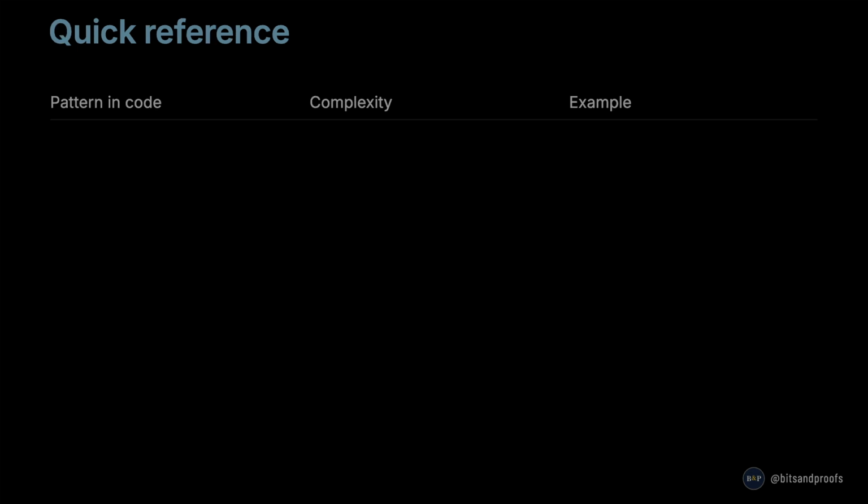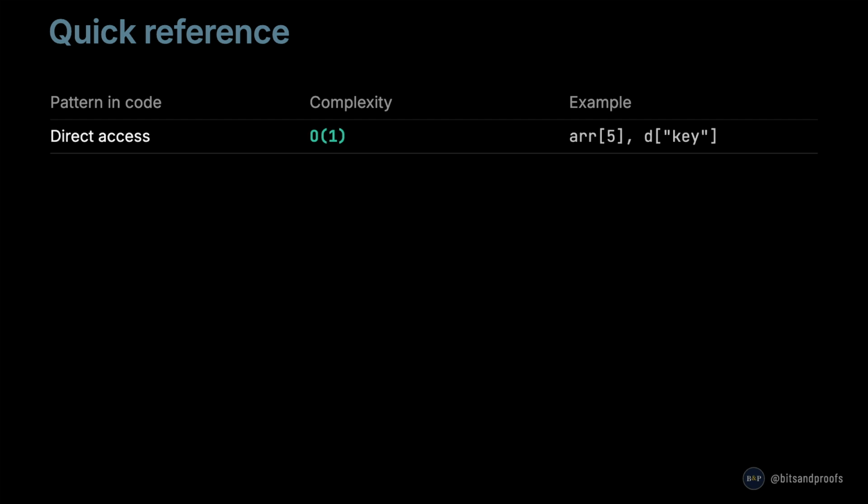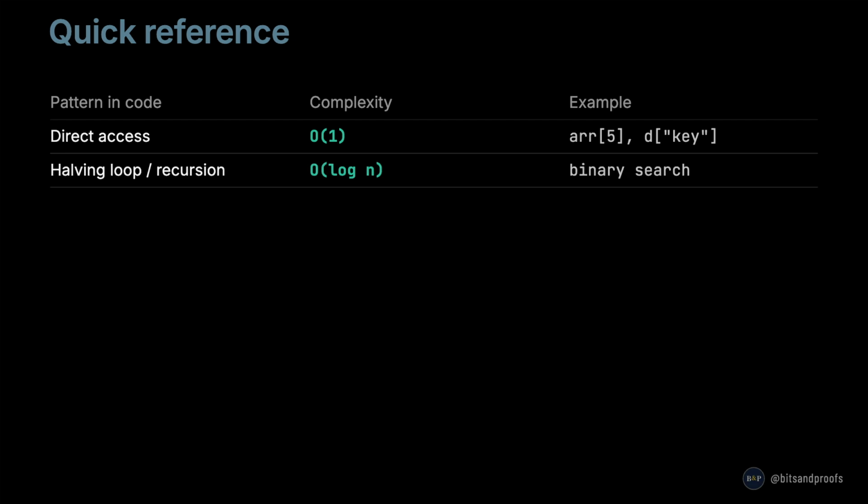A quick reference to take with you. 6 common code patterns and their complexities. Screenshot this slide, print it out, tape it to your monitor, whatever you need. Direct access, an array index, a dictionary lookup, is O of 1. Constant time, direct jump, no iteration. Halving loop or halving recursion is O of log n. Binary search is the canonical example. Anything that throws away half the work each step gets a logarithm.